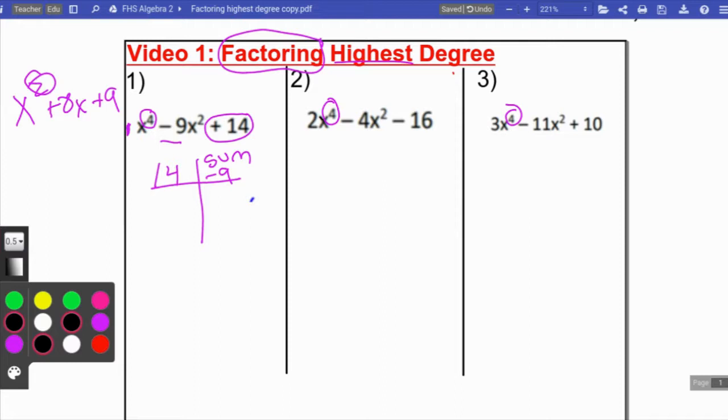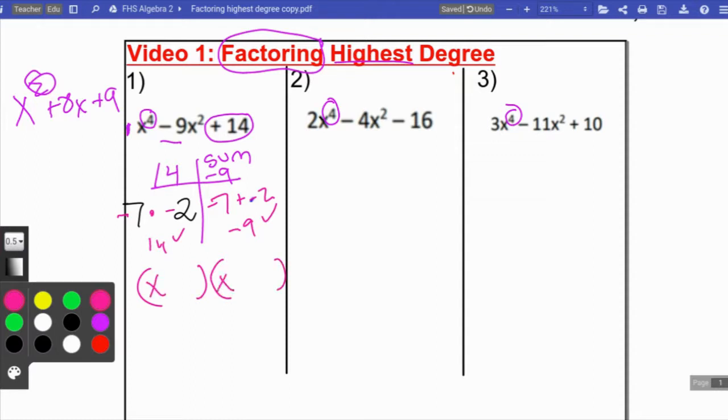What about 7 and 2? All right, but how do I get -9 if I add them up? If you make them both negative. Because if you multiply that, you get 14. Check. And if you add those negatives, you get -9. Check. All right, now you go in your parentheses. You put your X, you put your X. You put your -7 here, and you put your -2.